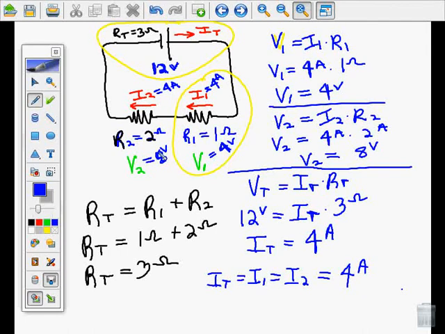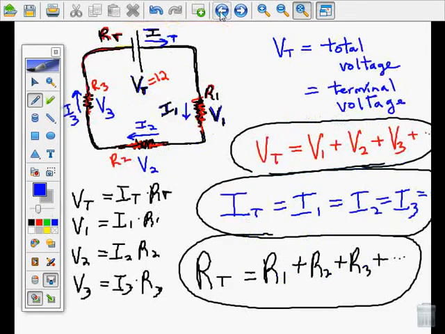So, there you have it, ladies and gentlemen. The hidden rules for series circuits. The total voltage equals all the little baby voltages added up. The total current is equal to all the other currents going through. The total resistance equals all the baby resistances added up. And then Ohm's law can be applied to each device.